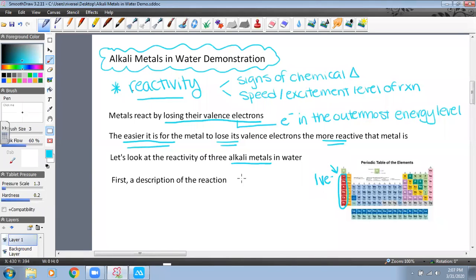So we are going to look at lithium. Lithium has 1 valence electron. This is like my Lewis dot diagrams from yesterday. We're going to look at sodium. Sodium also has 1 valence electron. There it is. And we're also going to look at potassium. Potassium has 1 valence electron. And in this reaction, those valence electrons are going to get plucked off.